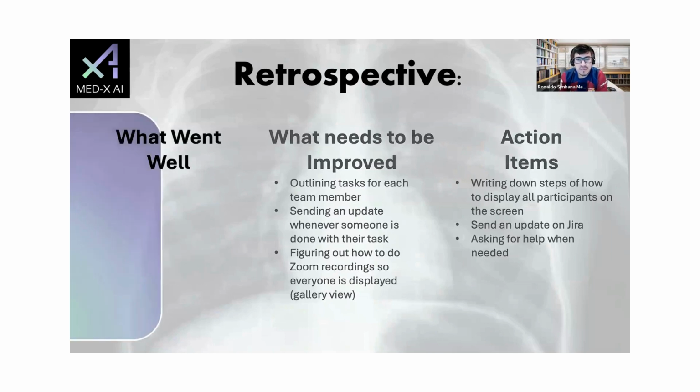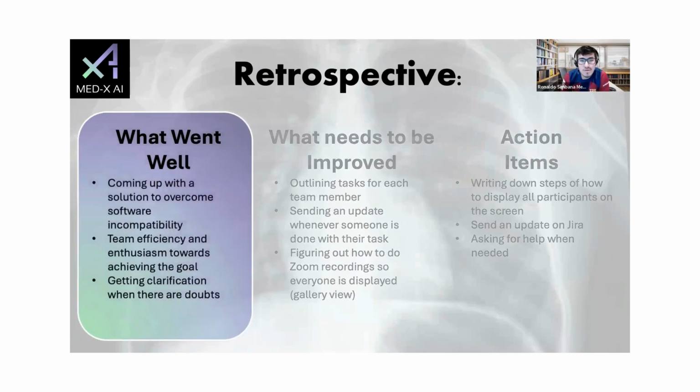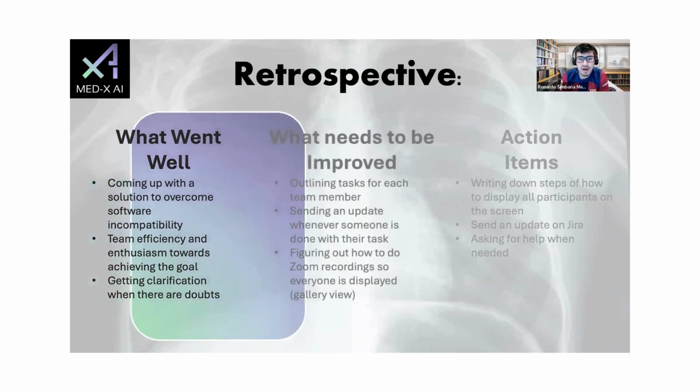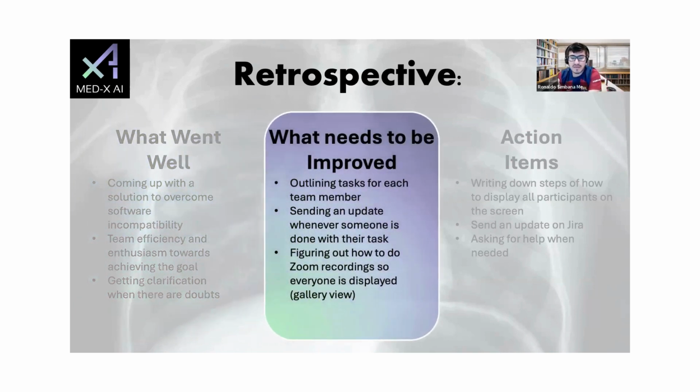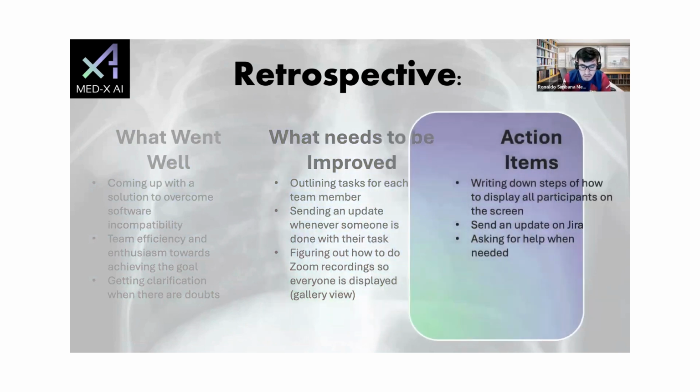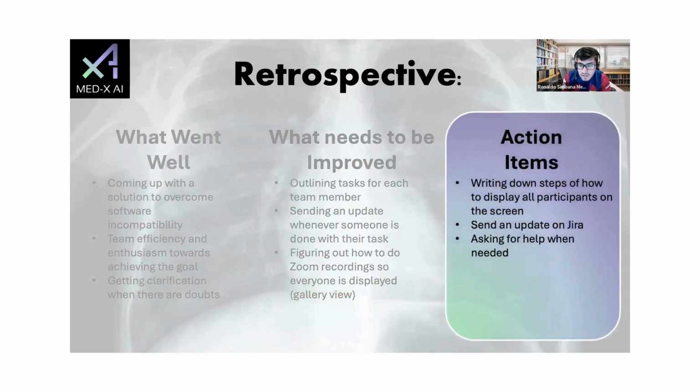Okay, so this is the retrospective. What went well? Coming up with a solution to overcome software incompatibility, team efficiency and enthusiasm towards achieving the goal, and getting clarification when there were doubts. What needs to be improved? Outlining tasks for each team member, sending an update whenever someone is done with a task, figuring out how to do Zoom recording so everyone is displayed in gallery view. And then for the action items: writing down steps of how to display all participants on the screen, sending an update on Jira, and asking for help when needed.